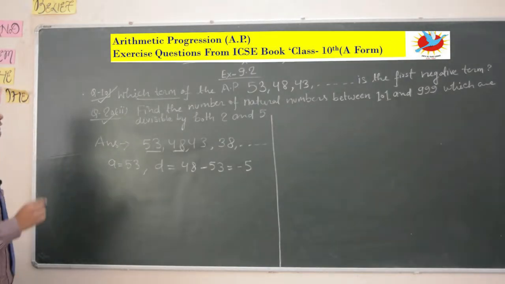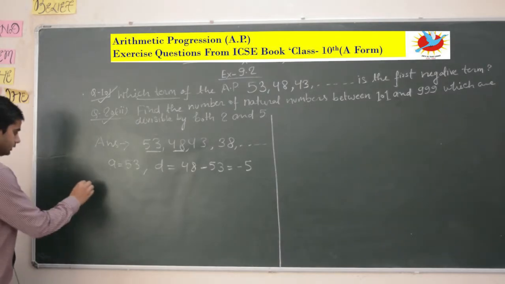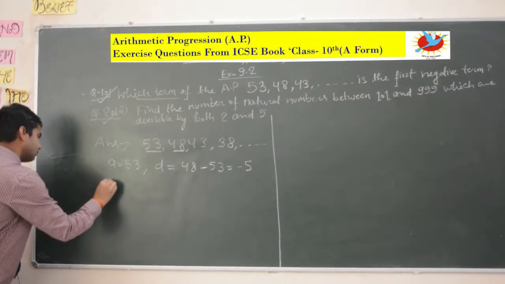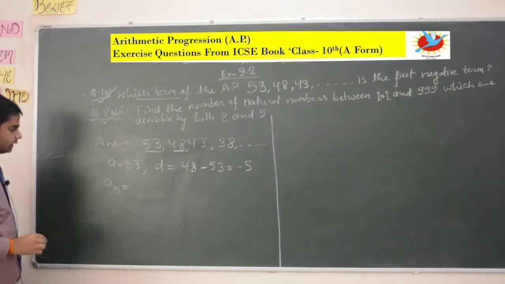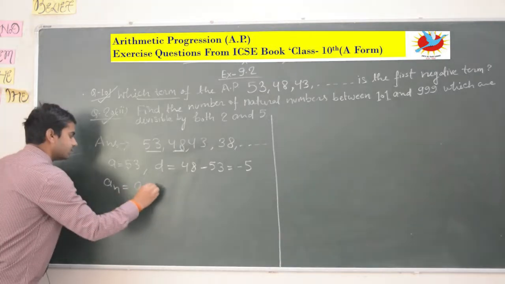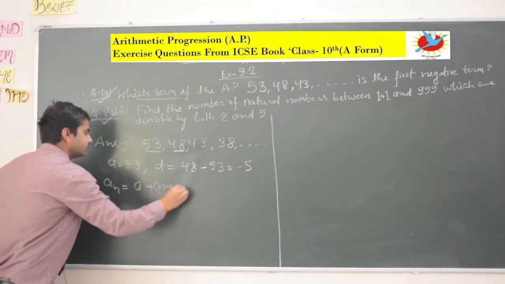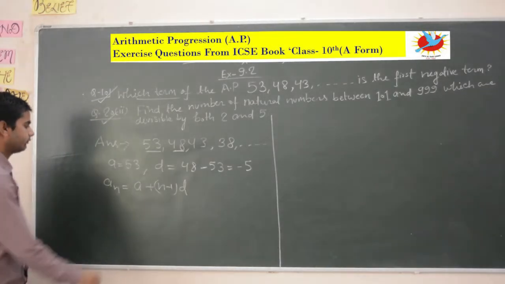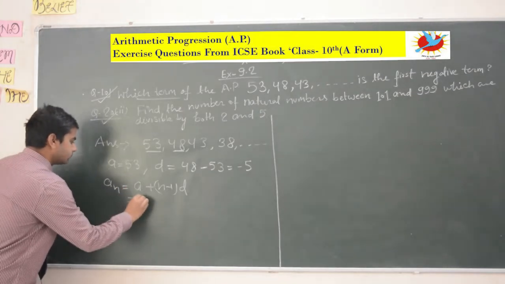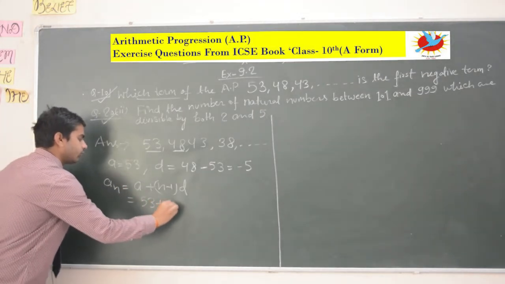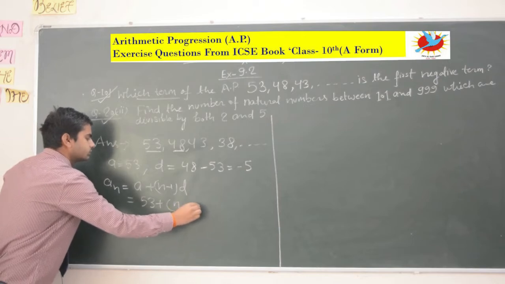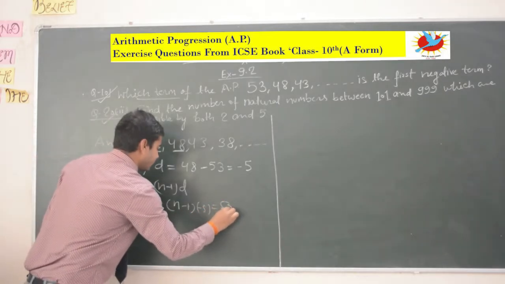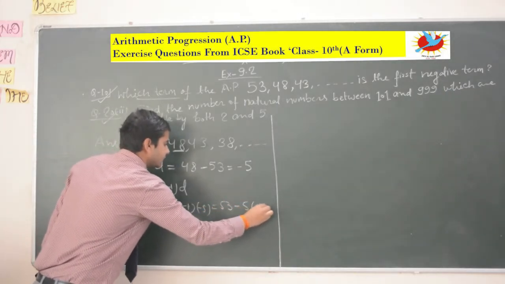Now we have to find the first negative term. Suppose the nth term of this sequence is negative. First of all, calculate the nth term An. We have derived the formula An equals A plus n minus 1 into D. Put the values of A and D, because n is unknown here. So A is 53 and D is -5, so this becomes 53 minus 5 into n minus 1.